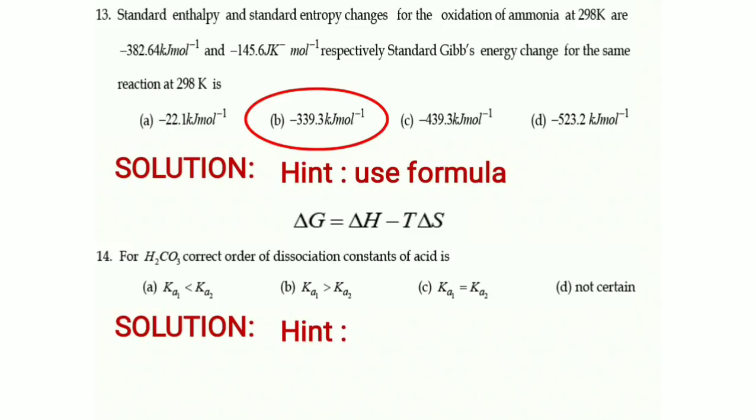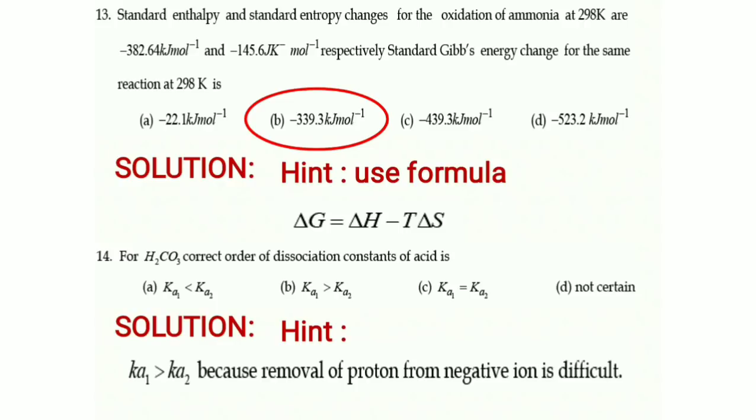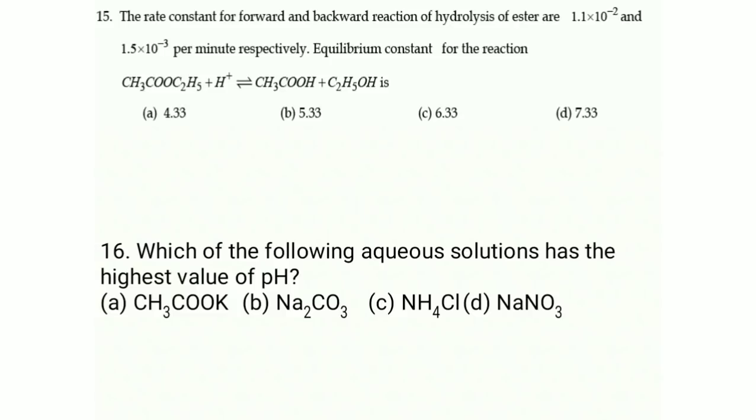The reason for that, or the hint you can call it, is that removal of a proton from a negative ion is very difficult. After removing one proton it will form a negative ion, and from a negative ion removal of a proton is very difficult. For that reason Ka1 is always more than Ka2. So B is the option.